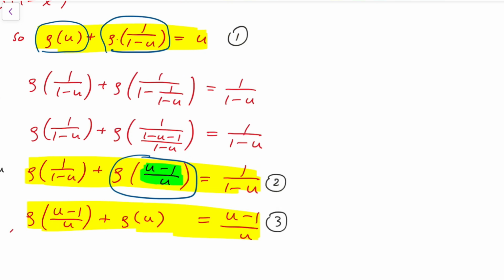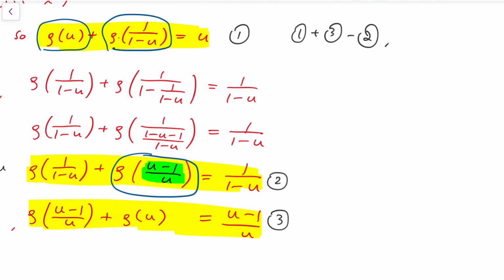Indeed, if these are equations 1, 2, and 3, g of u can be obtained by adding equations 1 and 3, and then subtracting equation 2. Then we'll have just two g of u's. Adding equations 1 and 3 minus equation 2, we have 2 times g of u equal to u plus u minus 1 over u minus 1 over 1 minus u.